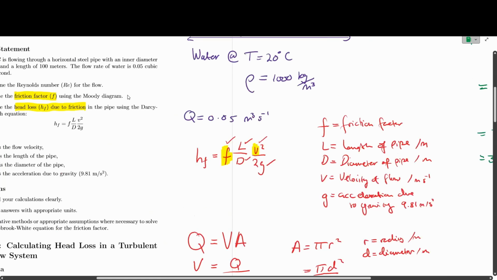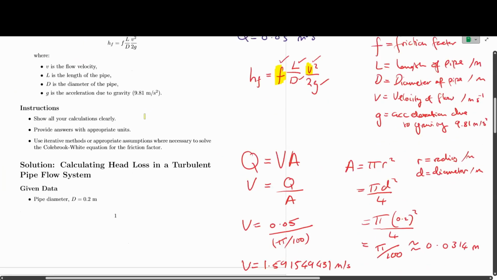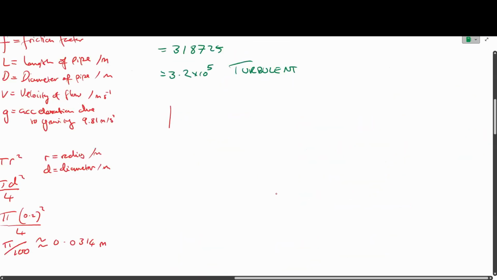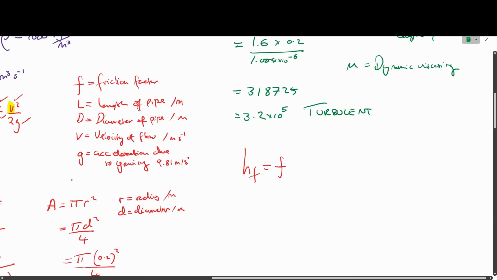So maintaining what our points were, we wanted to find the Reynolds number, which is what we have done. Using that, we've got our friction factor from the Moody diagram, and now we can calculate head loss using the Darcy-Weisbach equation. So h_f, our head loss, is equal to the friction factor times the length over the diameter times the velocity squared over 2g.